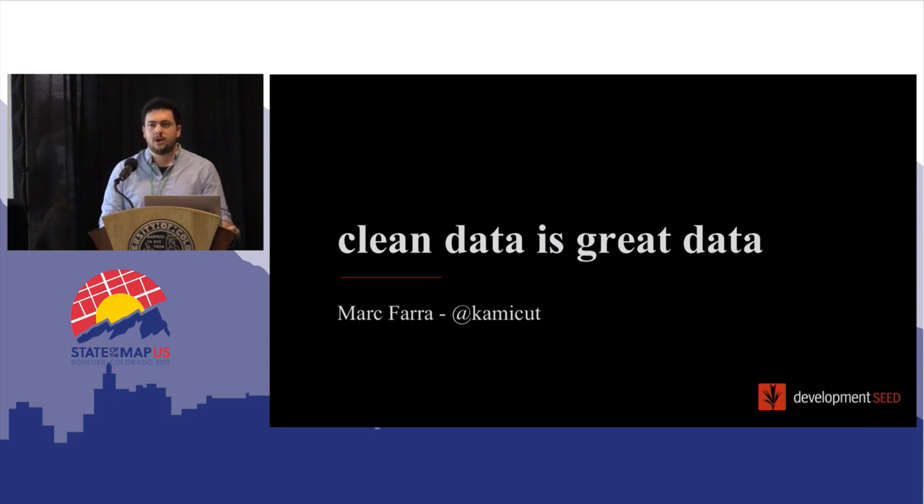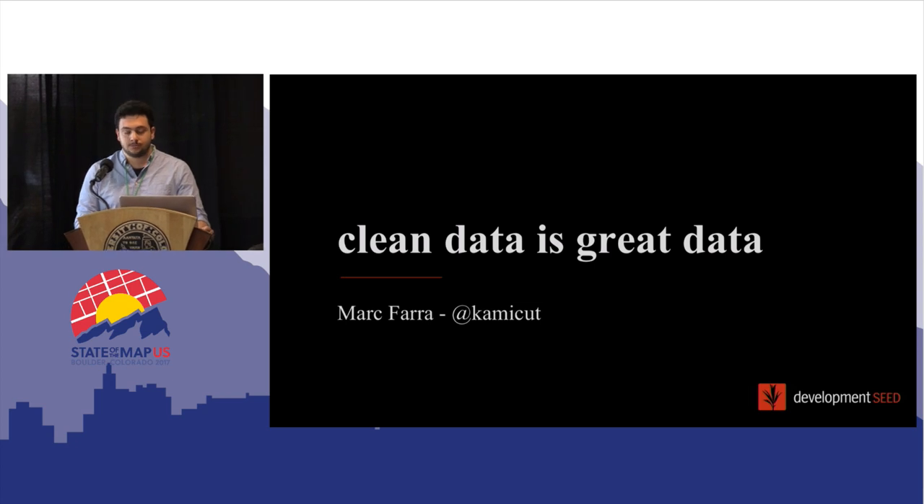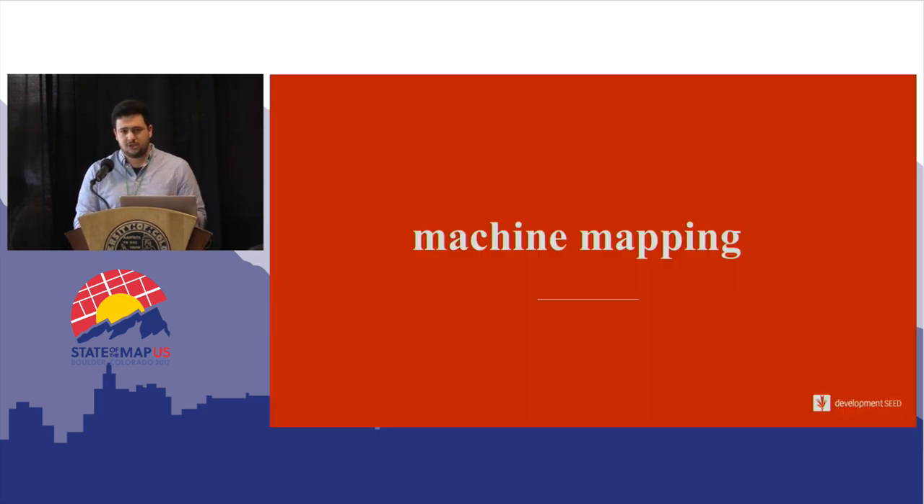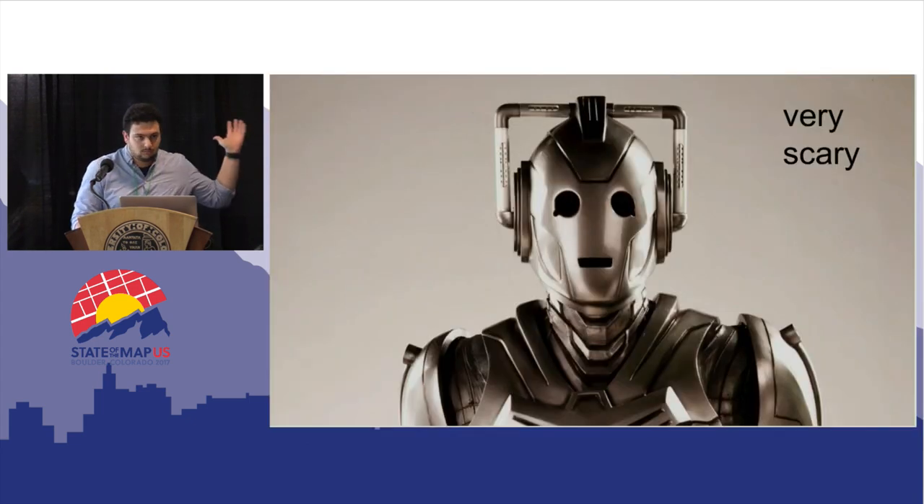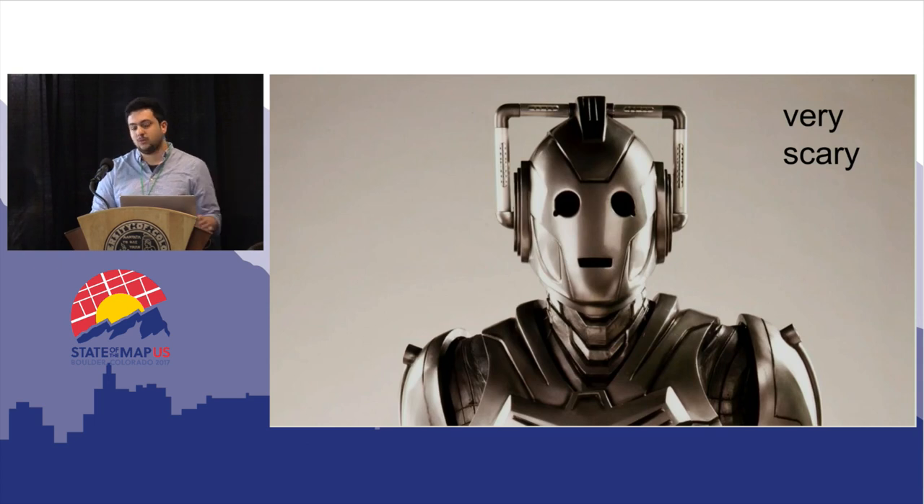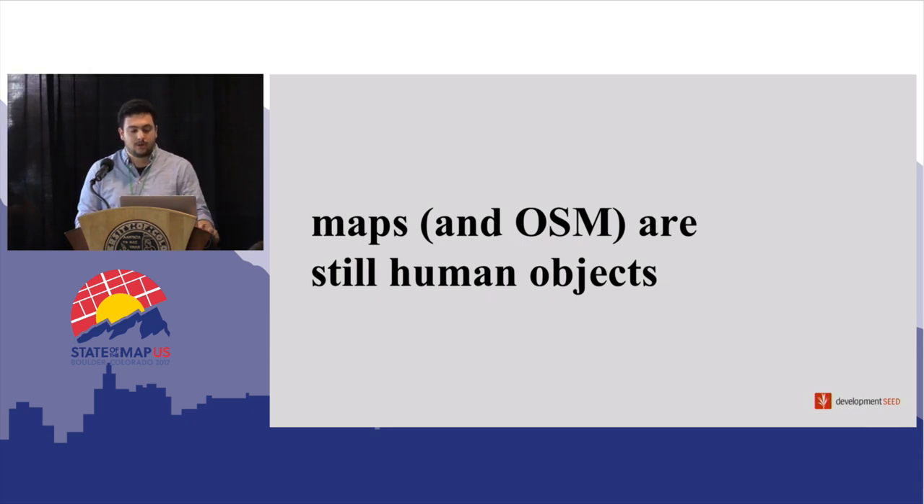And I want to talk a bit about our thoughts on machine mapping and validation. So, machine mapping, we've heard a lot about it during this conference, especially yesterday during the talks in the morning. And it can be very scary, right? Machine mapping, woo. But fundamentally, I want to raise the issue that maps are still human objects, and robots make mistakes.